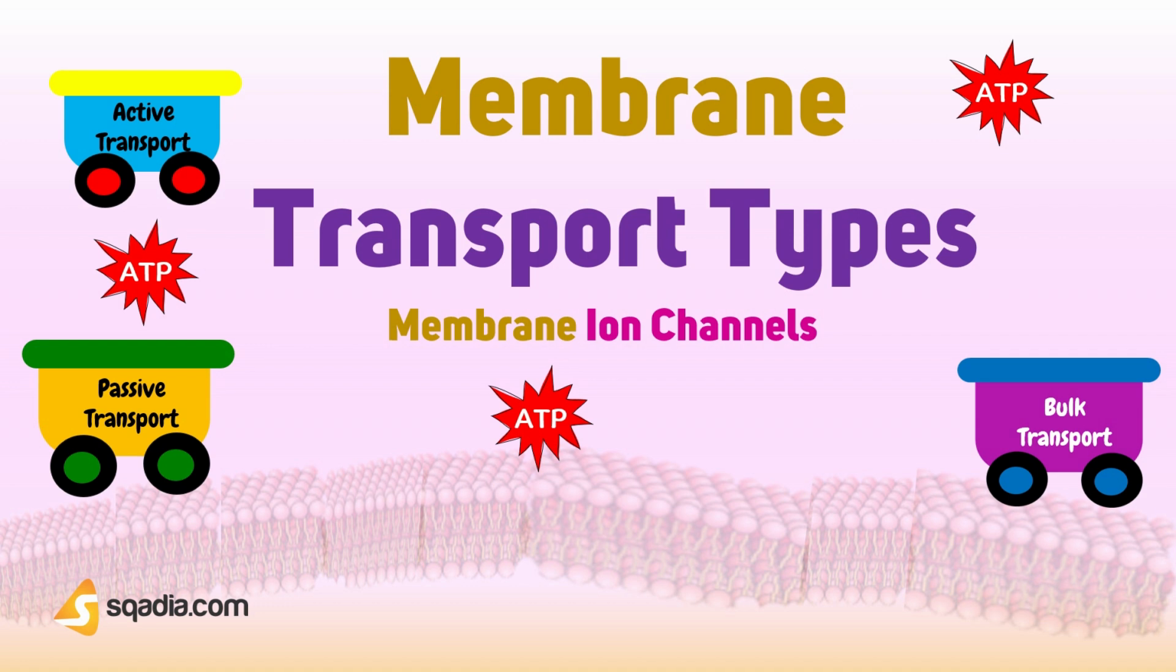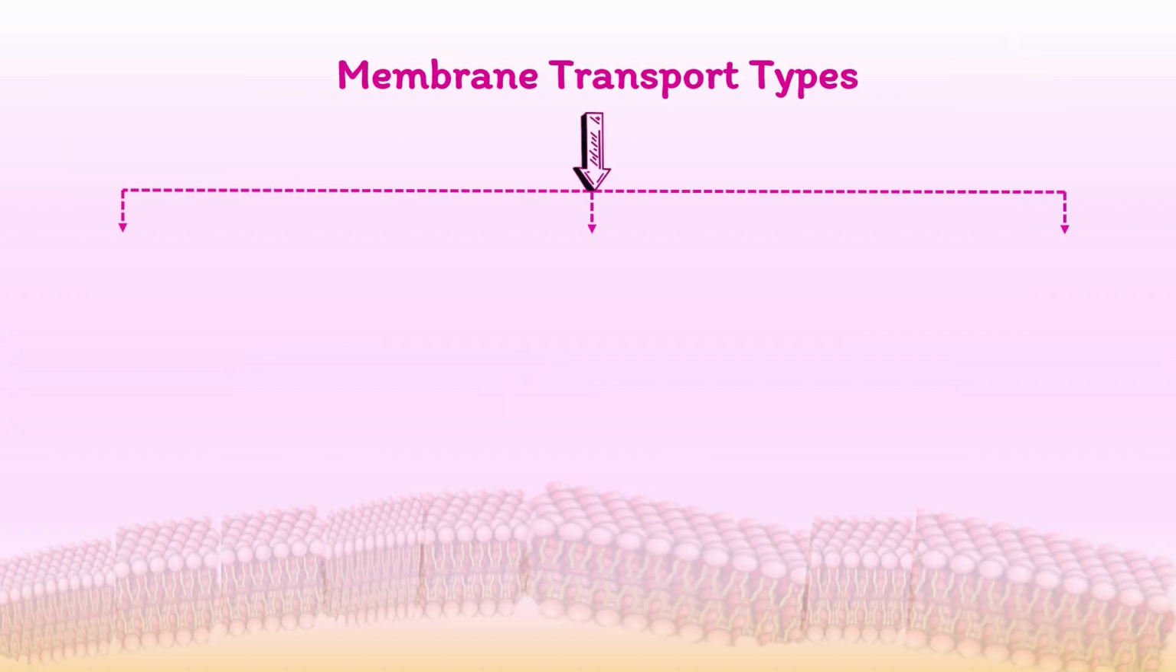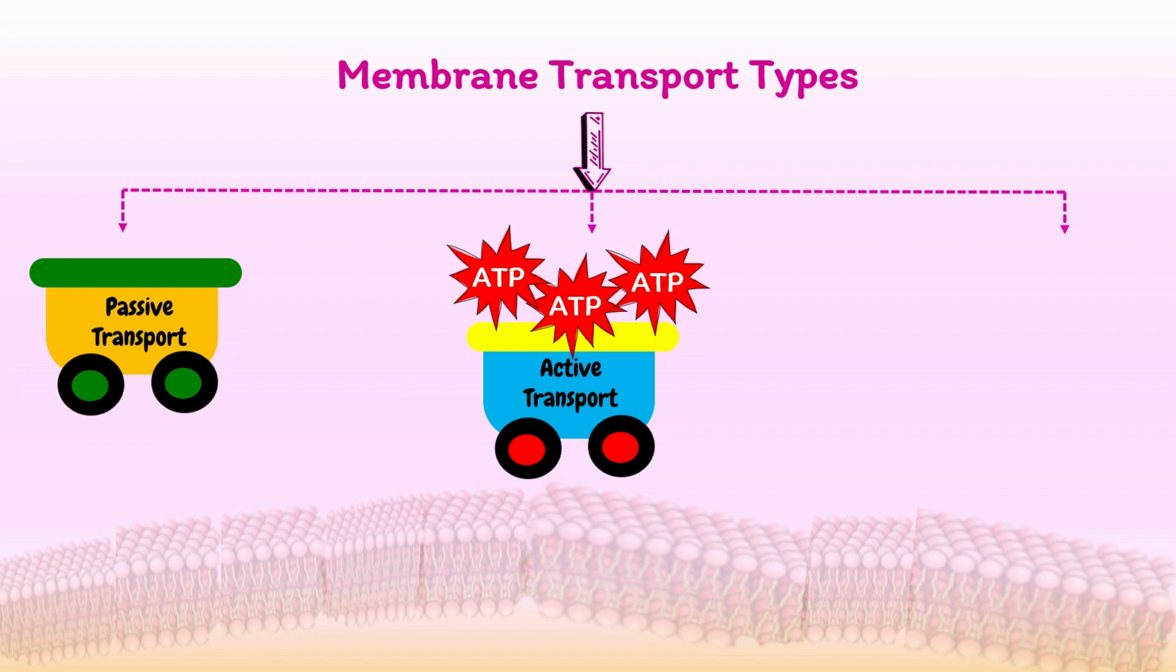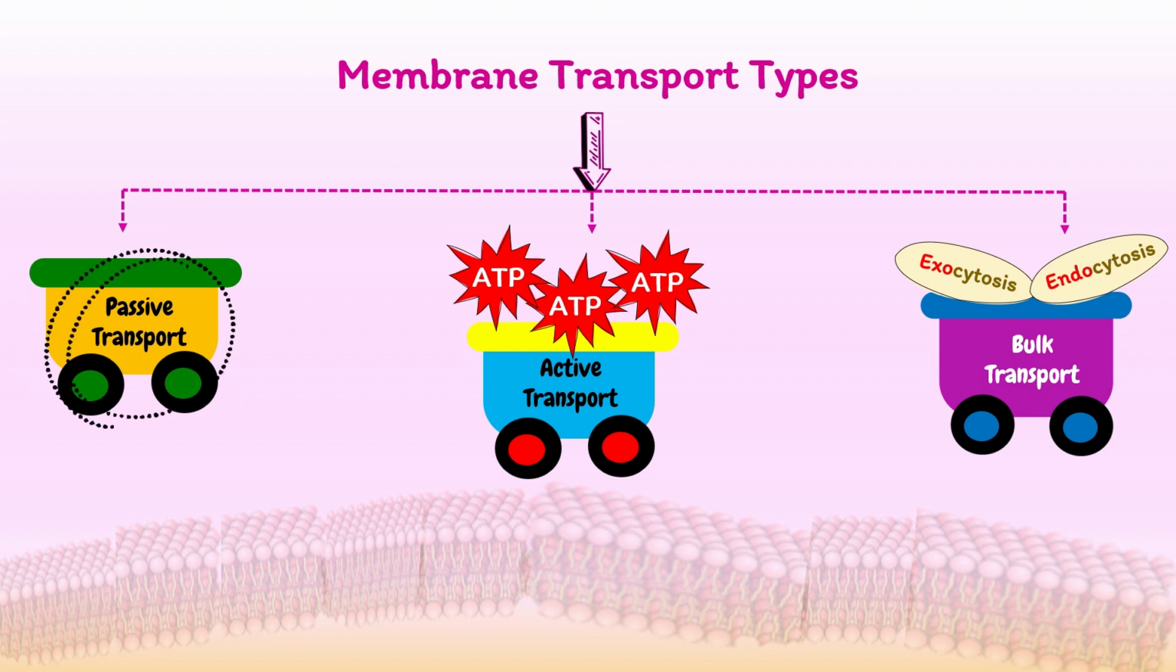In this section, we will talk about the types of membrane transport. So let's continue. Membrane transport can mainly be divided into 3 types, and these are passive transport that requires transport proteins. Other is active transport, meaning the molecule is transported against the concentration gradient, and energy is required. And bulk transport. This bulk transport is further divided into endocytosis and exocytosis.